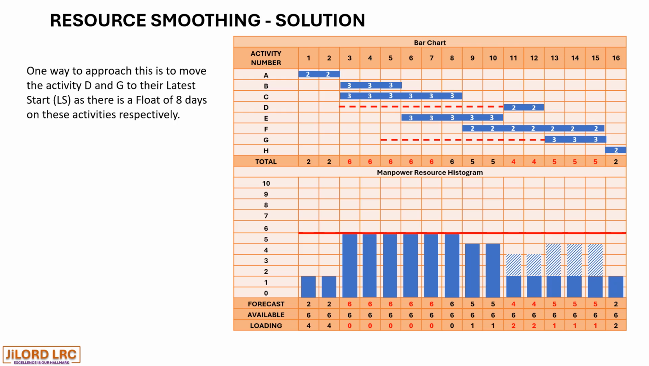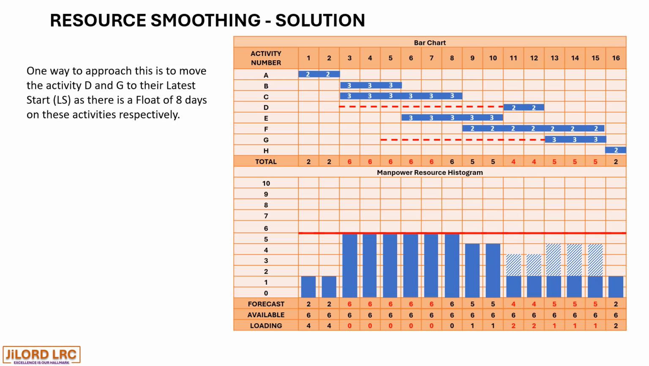For day 1 and 2, there is room for 4 resources to be used. It means there is an idle labor there. Only 2 of the resources were used, 4 were idle. But from day 3 to day 7, all the resources available were used. Day 8, all the resources were used. Day 9 and 10, 5 of the 6 available resources were used. And that continues to day 16.